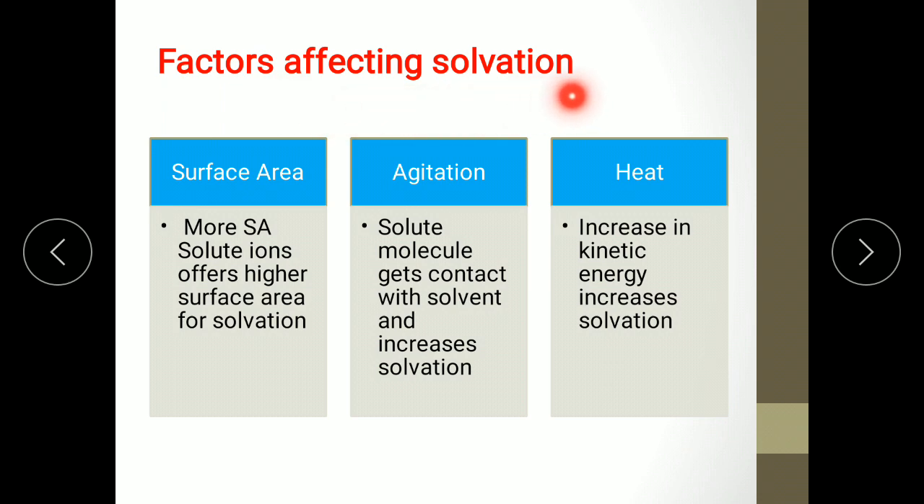Now, what are the different factors affecting solvation? Surface area. If more surface area of solute, it will interact more with the solvent, leading to higher solvation. Second one is agitation. If more agitation will be there, more solute molecules come in contact with the solvent molecules, that will increase the solvation. Third one is heat. If more the heat or increase in the kinetic energy, it will increase the solvation. These are the three factors: surface area, agitation, and heat affects the solvation.